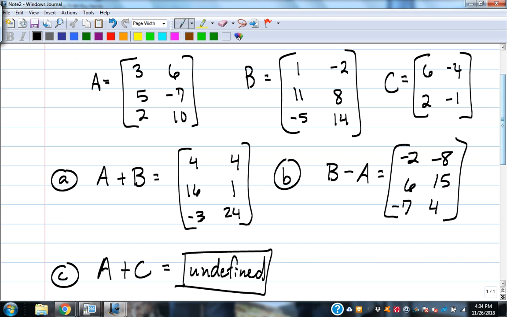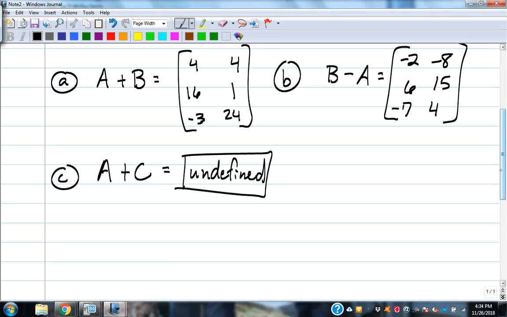Okay. All right. Next thing with matrix algebra is scalar multiplication.